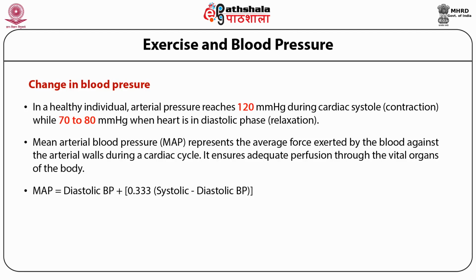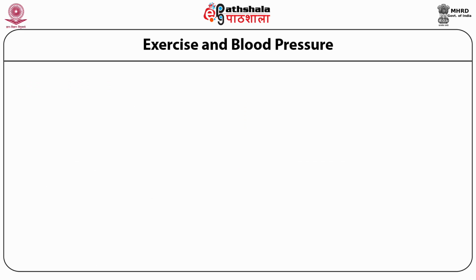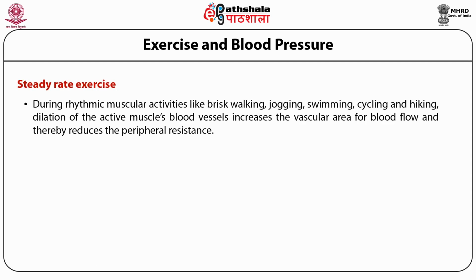Now let's come to the change in blood pressure during exercise. The exercise can be a steady rate exercise, a resistance exercise, or a graded exercise. So, blood pressure during a steady rate exercise, or during rhythmic muscular contraction activities like brisk walking, jogging, swimming, cycling and hiking: dilation of active muscle blood vessels increases the vascular area for blood flow and thereby reduces the peripheral resistance.